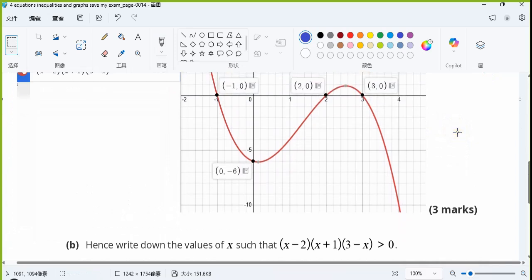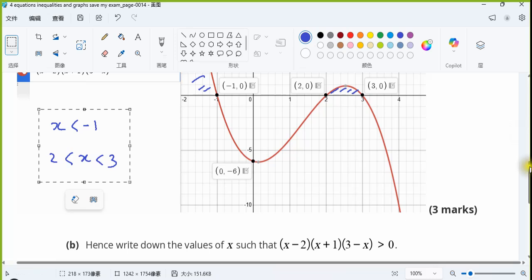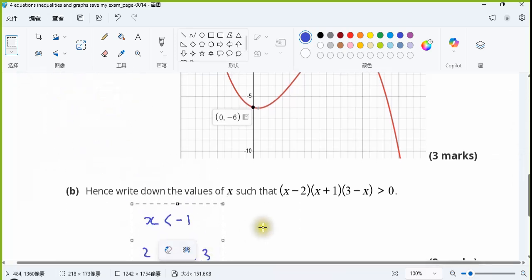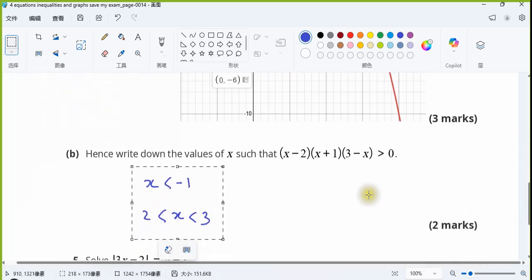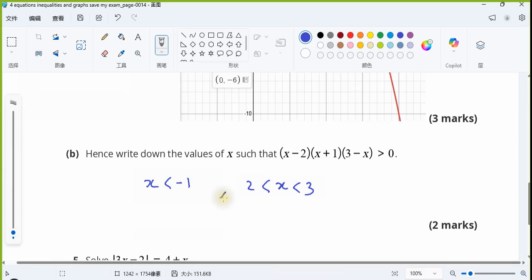Hence, write down the values of x such that this is greater than 0. Greater than 0 is here. So x is less than negative 1, and x is between 2 and 3. So this will be the answer: x less than negative 1, and then x is between 2 and 3.